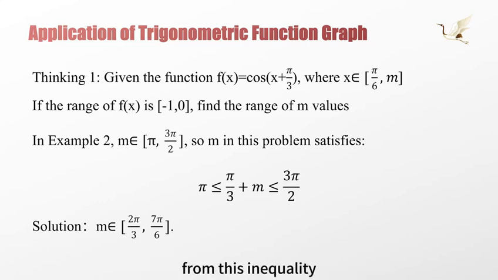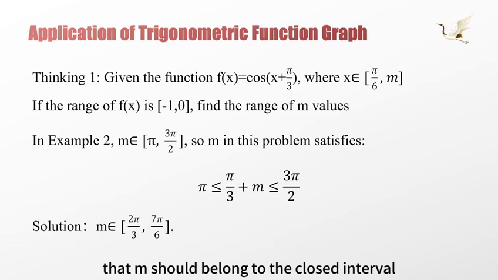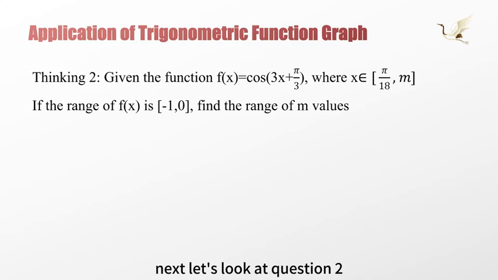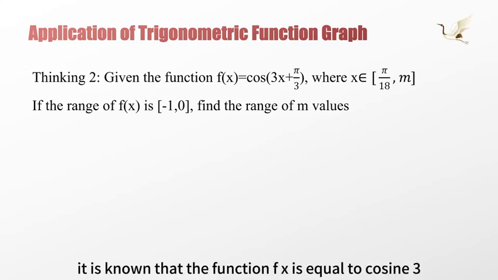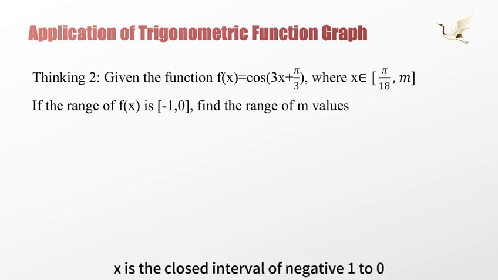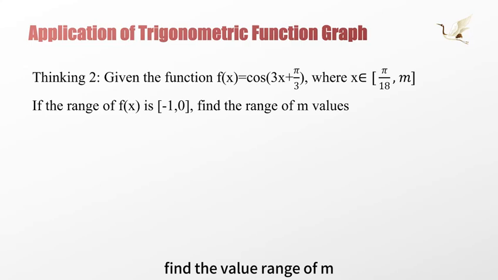From this inequality, it can be solved that m should belong to the closed interval from 2/3 pi to 7/6 pi. Next, let's look at question 2. It is known that the function f(x) equals cosine of (3x plus 1/3 pi), where x belongs to the interval from 1/18 pi to m. If the value range of f(x) is the closed interval from -1 to 0, find the value range of m.